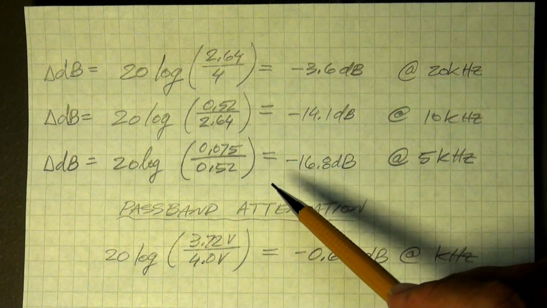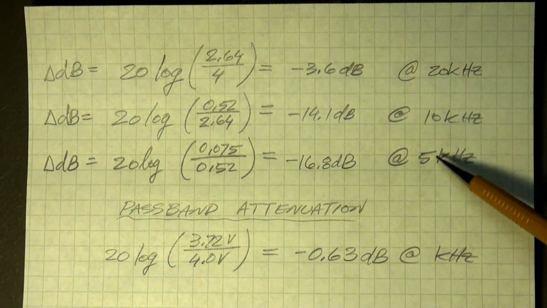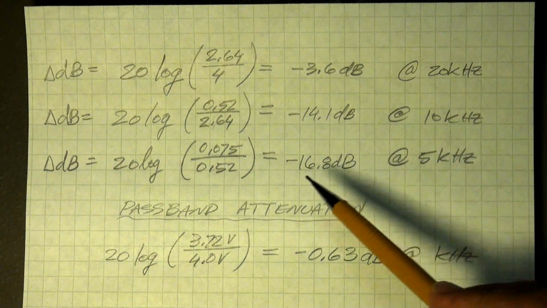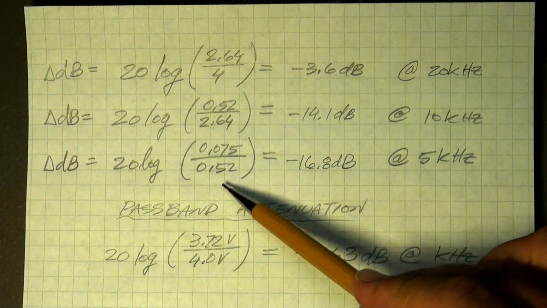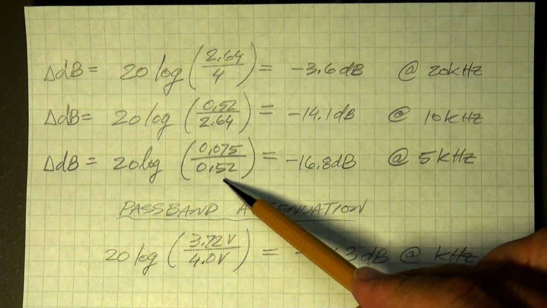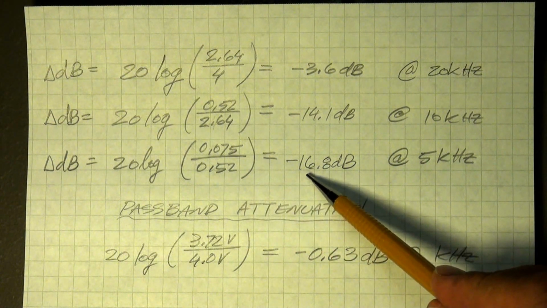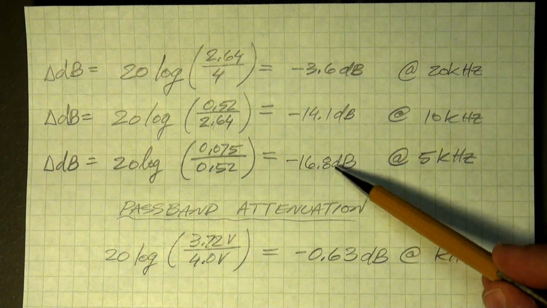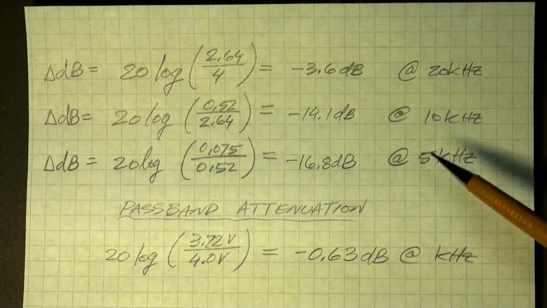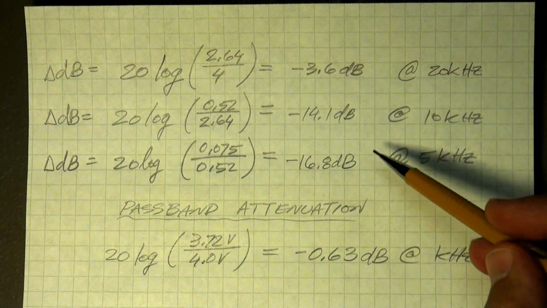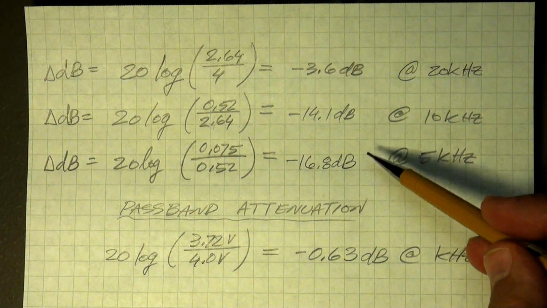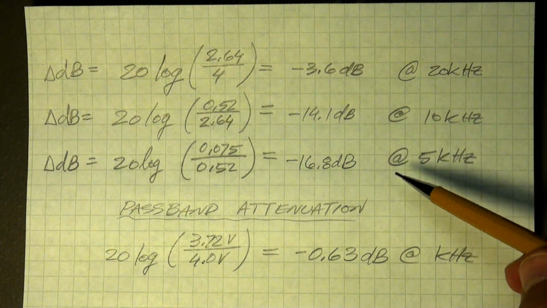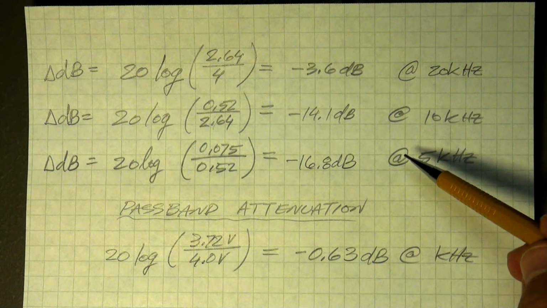And the second halving of frequency, down to 5 kilohertz, 75 millivolts versus 0.52 volts, I get minus 16.8 dB. I'm getting close to minus 18, an 18 dB drop from 10 kilohertz down to 5. So it looks like the filter is working more or less as intended.